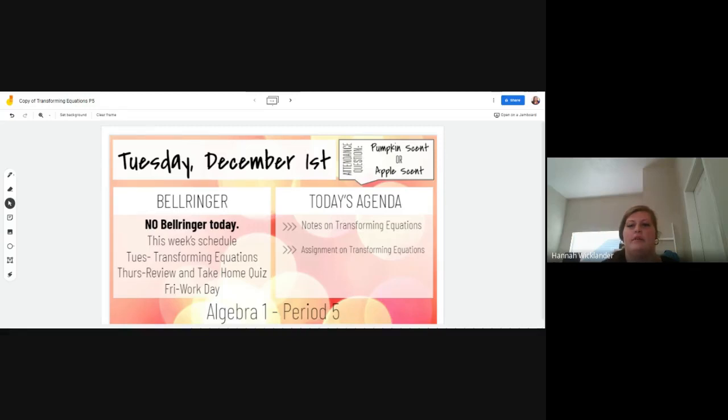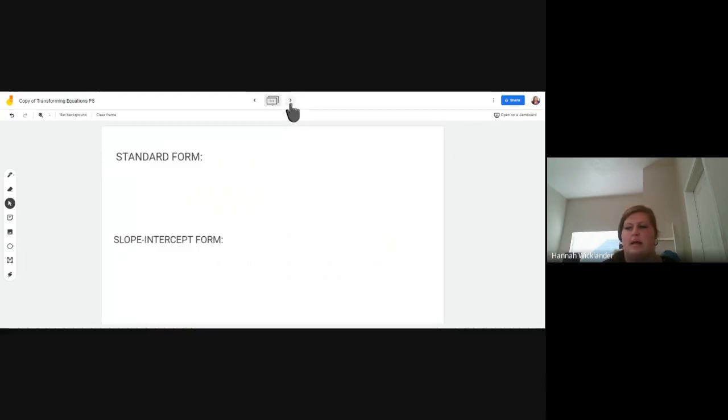So today we're going to do notes on transforming equations and then an assignment on transforming equations. So we have been working with slope-intercept form, and then before Thanksgiving break, I introduced standard form with that Edpuzzle video. So in the chat, can someone tell me what slope-intercept form is? And my computer froze. Okay, there we go.